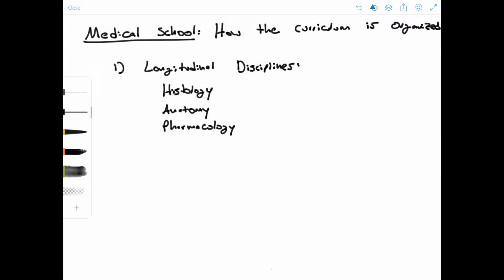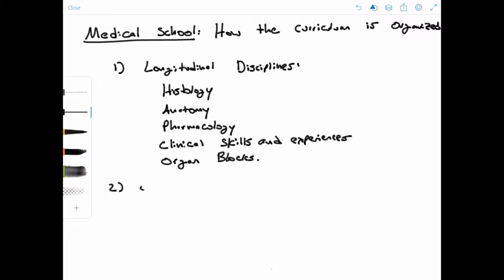In terms of the didactic lessons or the first 2 years, as we mentioned before, there are longitudinal disciplines for the most part, which are going to be histology, anatomy, pharmacology, and clinical skills. A lot of medical schools will have specific courses that you take longitudinally. So basically you'll have every week maybe one lecture of histology. And that histology lecture in that week will feature the histology for the organ systems or diseases that you're looking at.